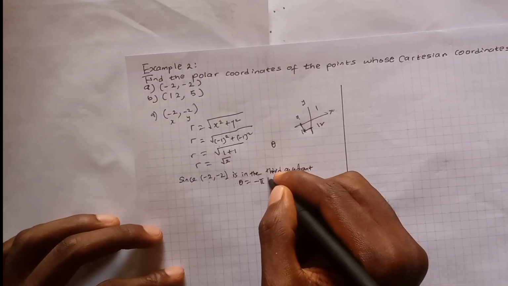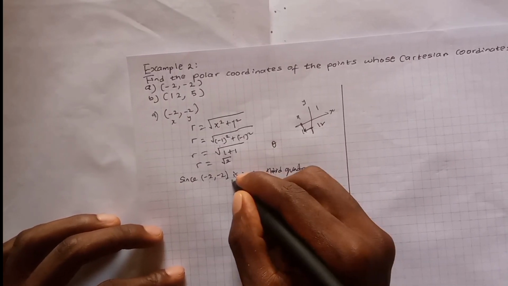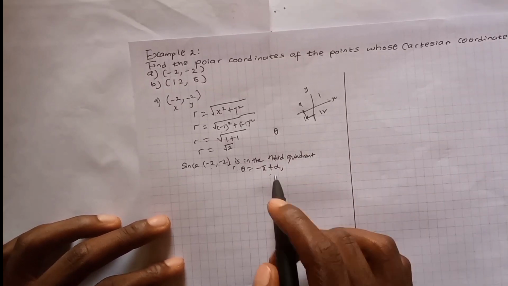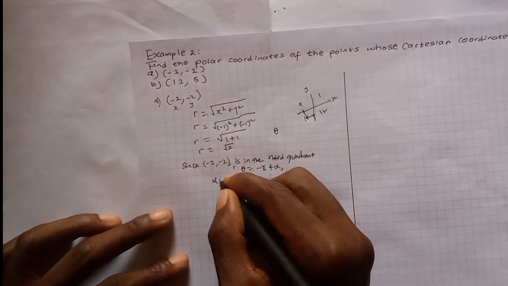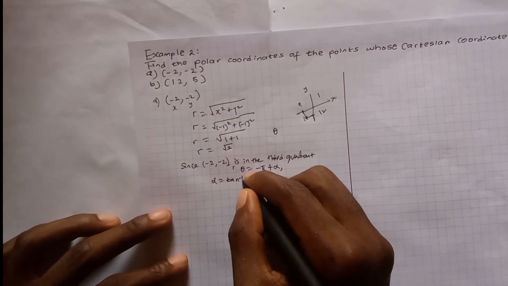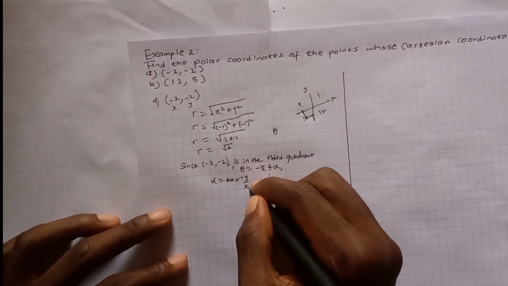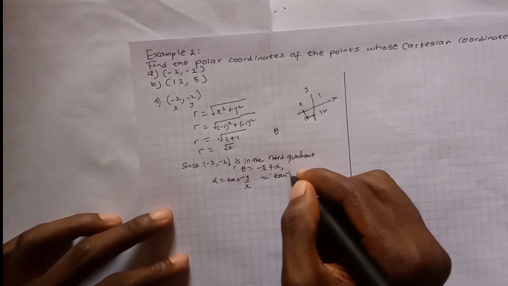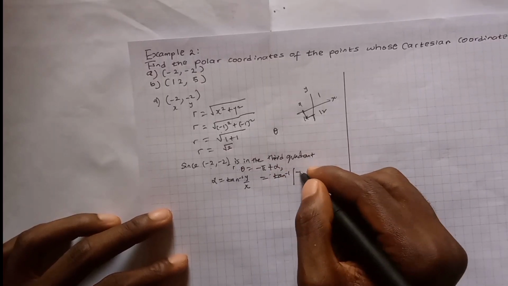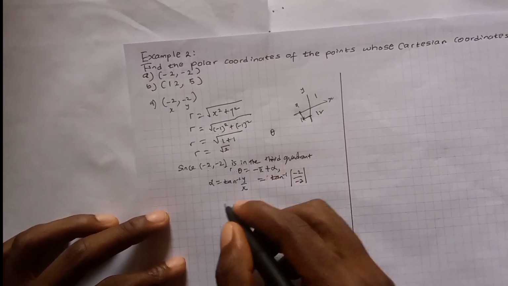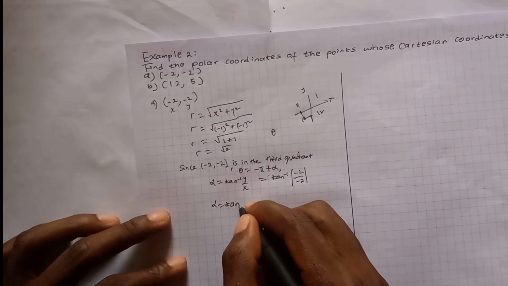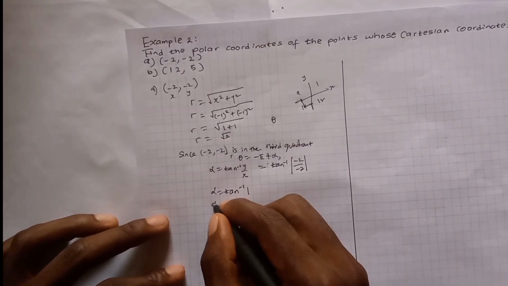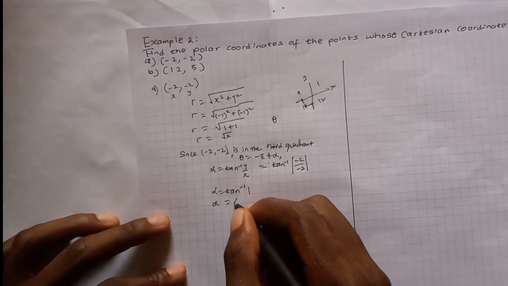Now, in the third quadrant, we have that theta is what? Minus pi plus alpha, right? So the value of theta in the third quadrant is minus pi plus alpha. Now, how do we get alpha? Alpha is simply what? The tan inverse of y over x, right? And what is y in this case? So I have the tan inverse of y is minus 2 and x is what? Minus 2, right? So alpha equals what? The tan inverse of 1, right?